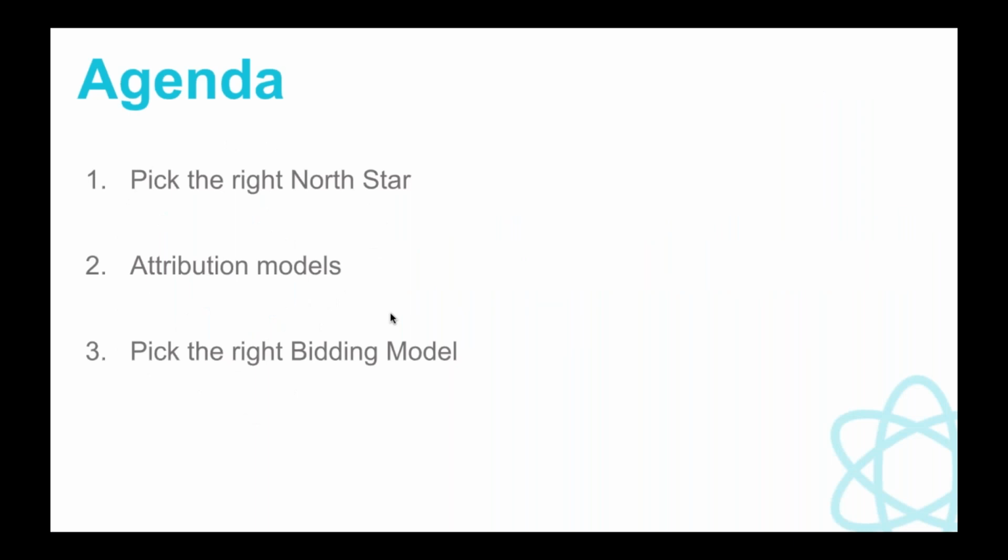So today we're going to discuss three topics and three topics only. How do we find the right KPI for optimization, the North Star for our operation? How do we pick our attribution model? And then how do we pick the right bidding model?